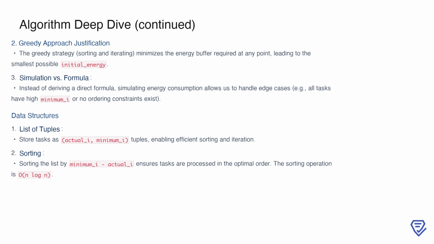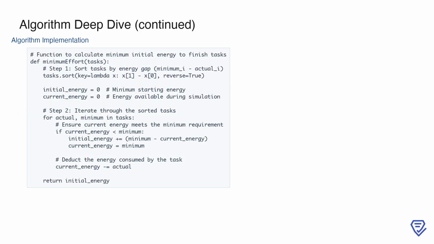The sorting step has a time complexity of n log n, which is manageable given the benefits it provides in simplifying the task scheduling process. The algorithm implementation begins with sorting the tasks based on their energy gap, minimum_I, actual_I, in descending order. This ensures that tasks requiring the largest energy buffer are scheduled first.